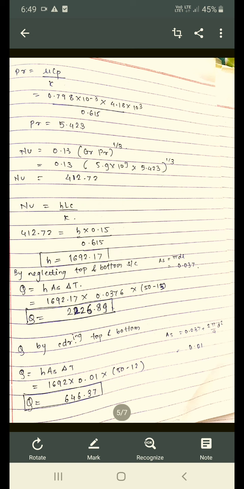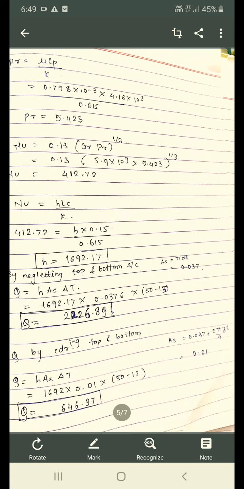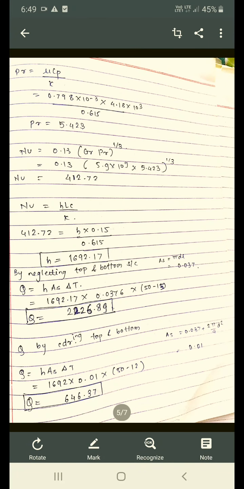In the first case, we will consider that the top and bottom surface of the cylinder are neglected. So Q is equal to H A delta T, where A is the surface area. While calculating the surface area, we are neglecting the top and bottom surface, so only the circumferential area is considered. A_S is equal to pi D L. So pi D L is 0.037. Put all these values: H we have calculated, area 0.037, and delta T 50 minus 15. So we will get Q is equal to 2226.89 watt.